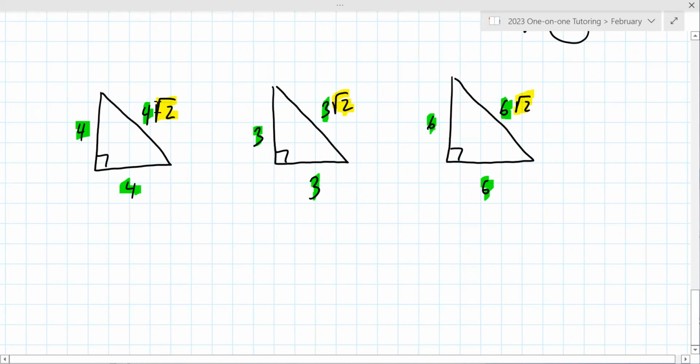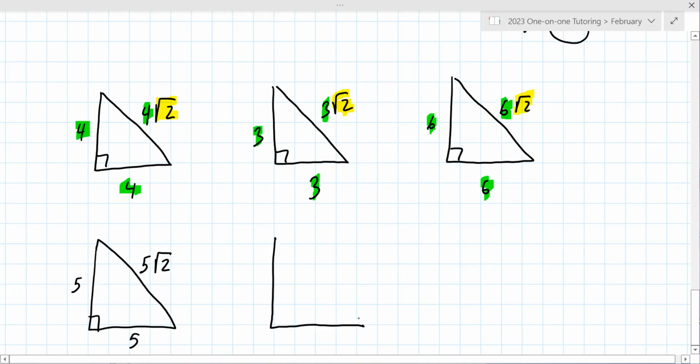Okay, so here, let me give you a new problem. Let's say the legs are 5 and 5. What goes on the hypotenuse? 5 square root of 2. Good. Now, let's say the two legs are 8 and 8. What goes on the hypotenuse? 8 square root of 2. Good.